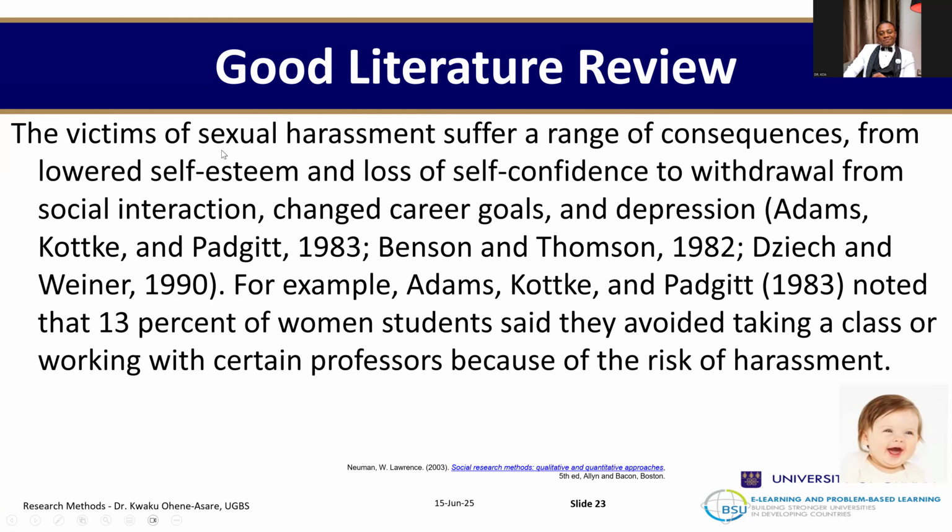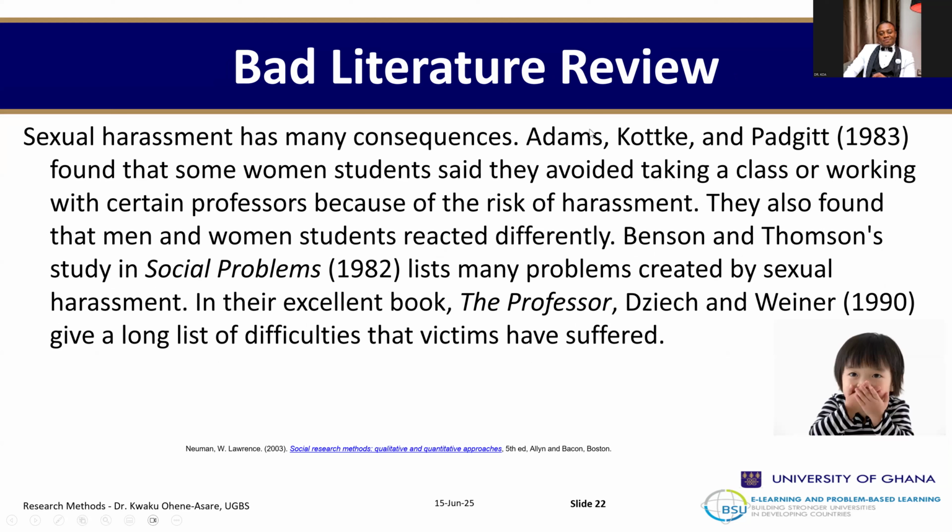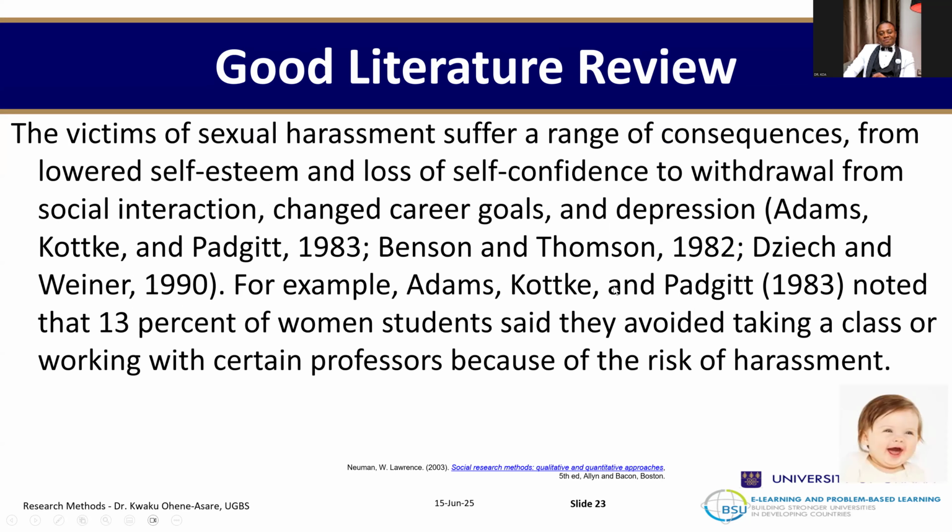So after making those points, which have been made by all these people, then you say, for example, just take one. For example, Adams noted that 13% of women students said they avoided taking a class or working with certain professors because of the risks of harassment. Just one example, instead of giving all the examples. Then you come to, they also found that, before you come to, in the book by Dziech and Weiner, that is the bad. This is a good one. Isaac, does it now make sense why the previous one was bad?